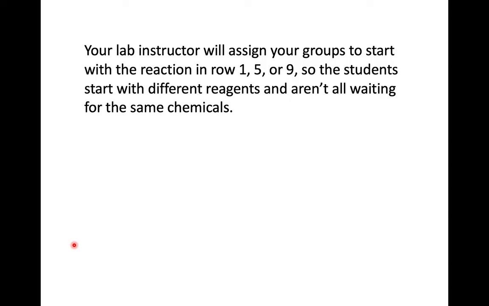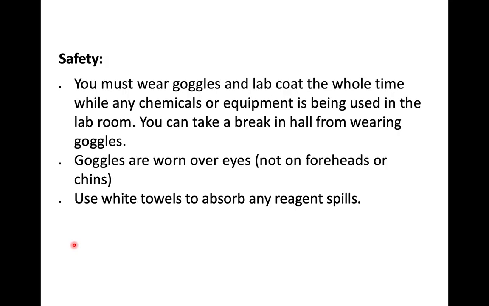Also, as far as running of the lab, your lab instructor will assign your group to start with the reaction in row 1 or row 5 or row 9, and this is just so that everyone isn't waiting for the same reagents. So you'll start with whatever row you're given and move down the table. And then, for example, if you were given 9, you would go all the way to the bottom and then start back at 1 and come down. And this is just to make it more manageable as far as the reagents. People aren't using the same ones.